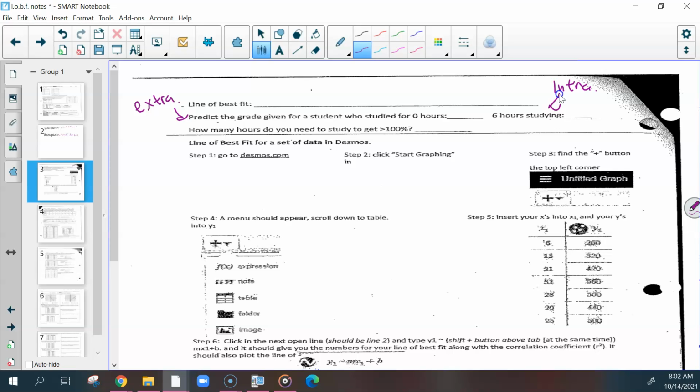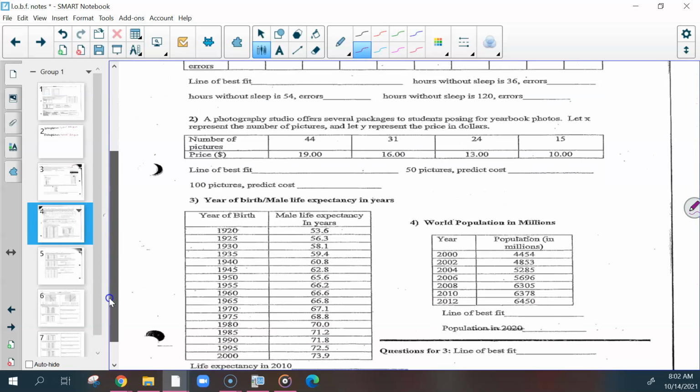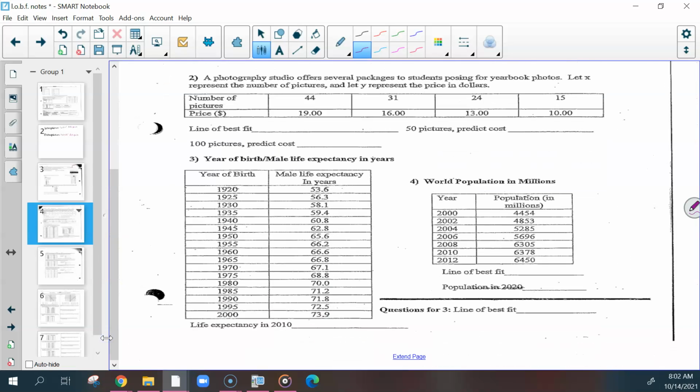We'll do one more thing because I know we did one other together. For this number 3, we were looking for life expectancy in 2010. Would that be interpolating or extrapolating? Was 2010 inside this set of data or outside? Outside.